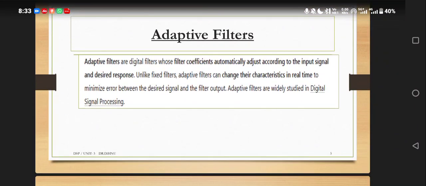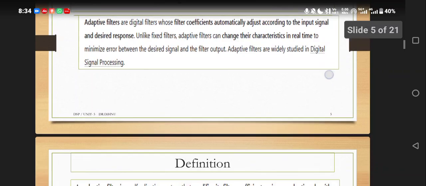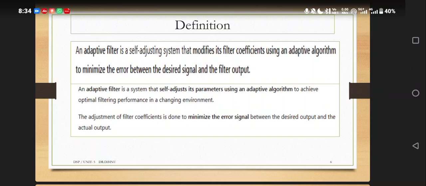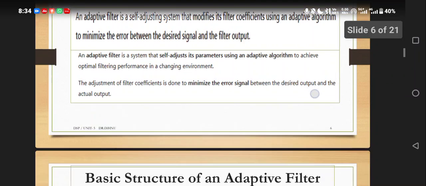Adaptive filter. Adaptive filters are digital filters whose filter coefficients automatically adjust according to the input signal and desired response. Unlike fixed filters, adaptive filters can change their characteristics in real time to minimize the error between the desired signal and the filter output. Adaptive filters are widely used in digital signal processing. It is a self-adjusting system that modifies its filter coefficients using an adaptive algorithm to minimize the error between the desired signal and the filter output.